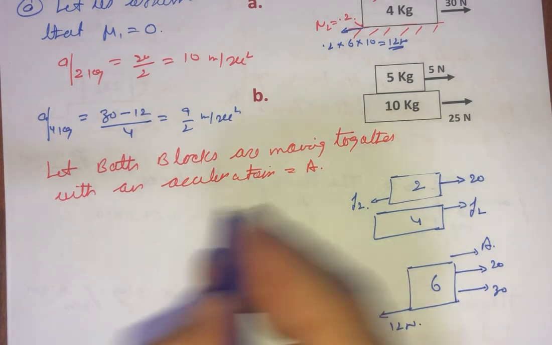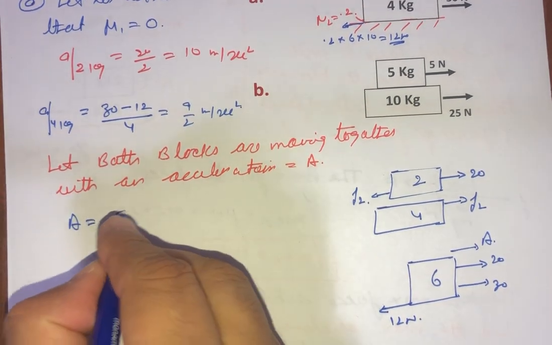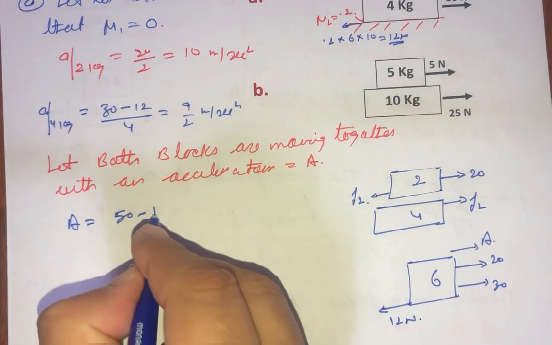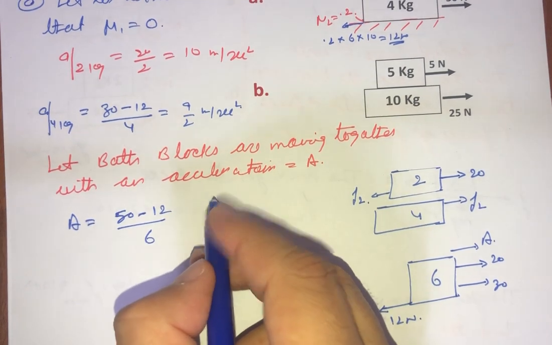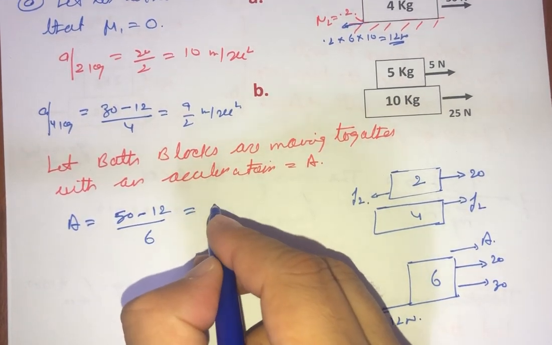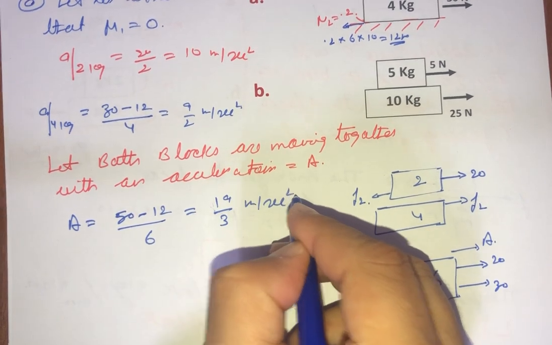From here we can find out the value of A. We can say that A will be equal to 50 minus 12 divided by 6, and that will be coming as 19/3 meter per second square.